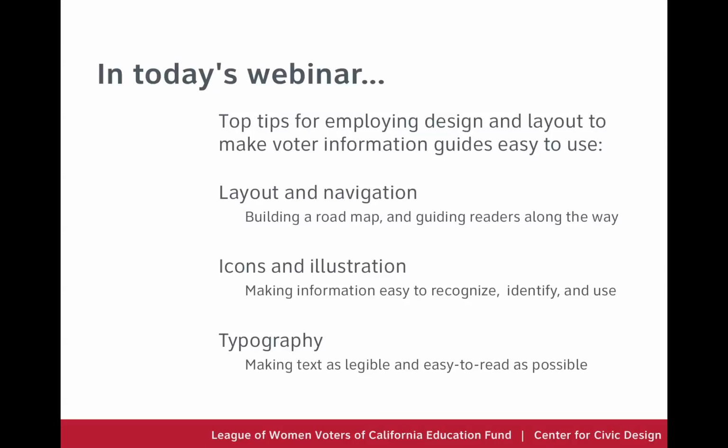For today's webinar, we're going to dive a little bit deeper into one of those theme areas, which is layout and design. We're going to give some tips for how to employ design and layout to make voter information guides easy to use. So what is that going to look like? Incorporating a roadmap and building that roadmap so people can find information along the way, guiding voters along the way. Icons and illustrations, making information easy to recognize, identify, and use. And then the typography: what kind of text is actually legible for people and easy to read, making it as simple as possible.